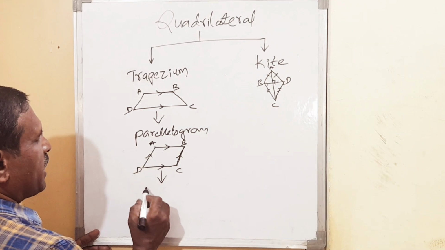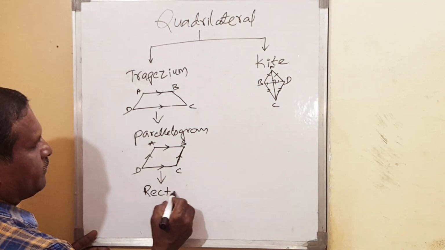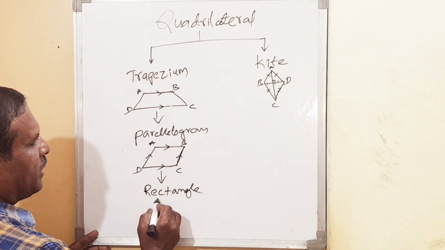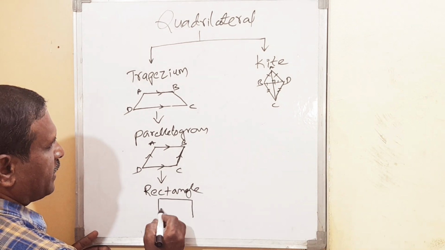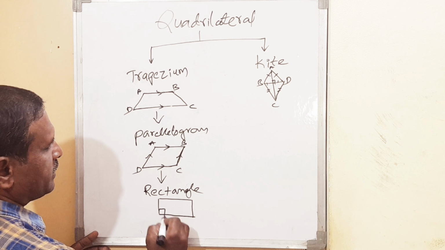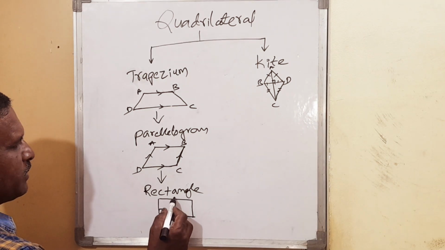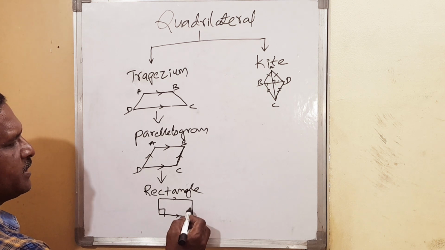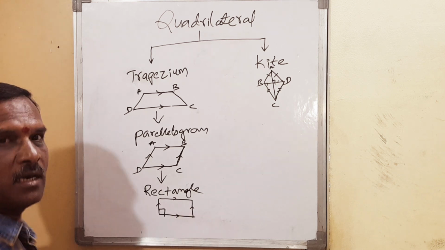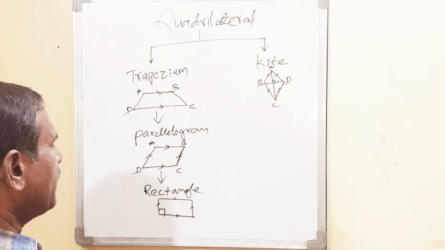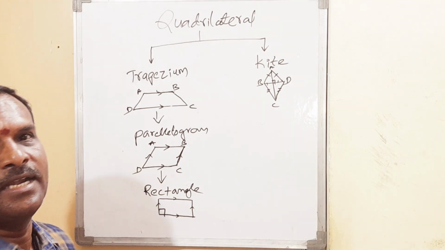After that we have the rectangle. What is a rectangle? In a rectangle, all the angles are 90 degrees. See, in this rectangle also, opposite sides are actually parallel. This is parallel to this and this is parallel to this. And opposite sides are equal also. And each angle should be 90 degrees.